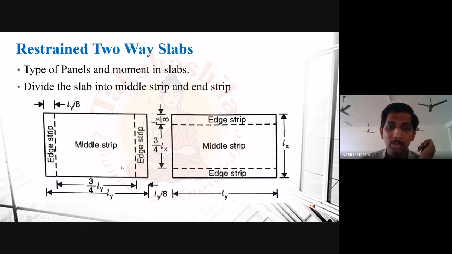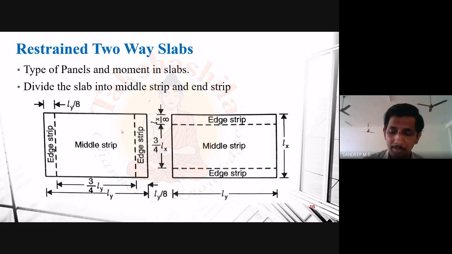You have to perform the design for the middle strip as well as the edge strip separately. The edge strip will be provided with a minimum amount of area, that is 0.12% of the cross section. And for the middle strip, you have to perform the procedure which we have adopted for the previous case. So we will see how to do it.